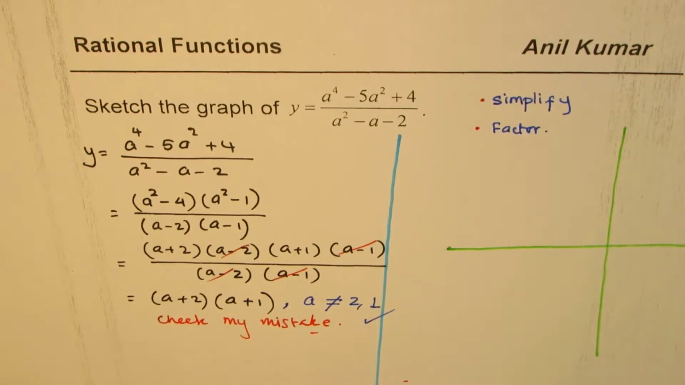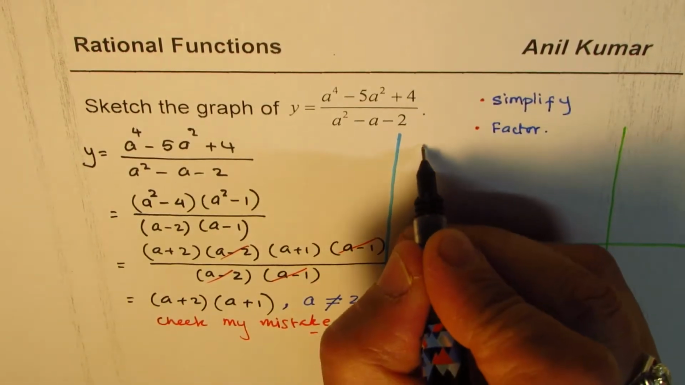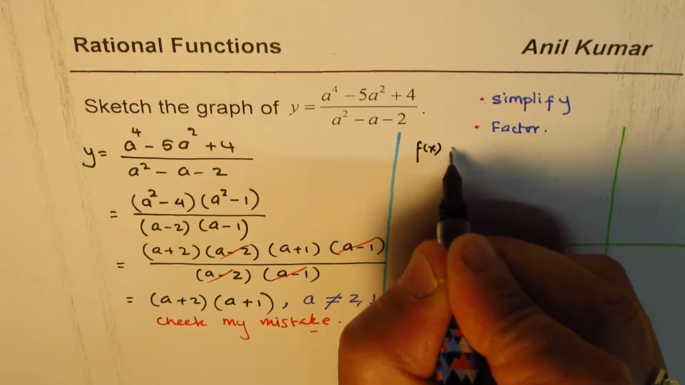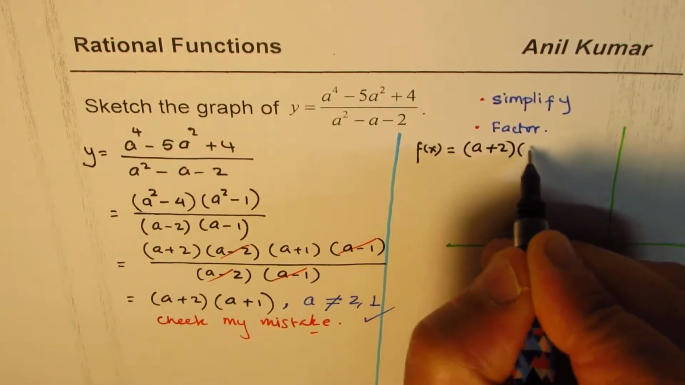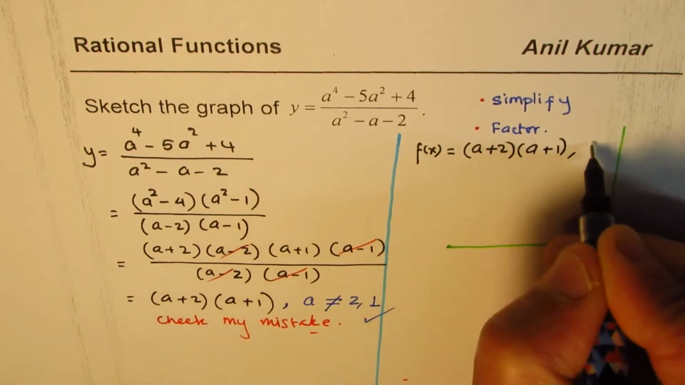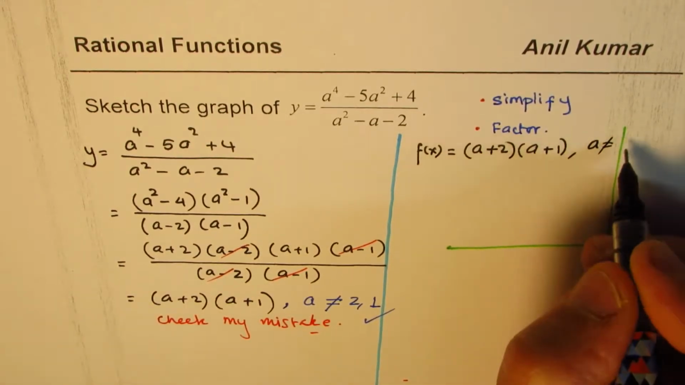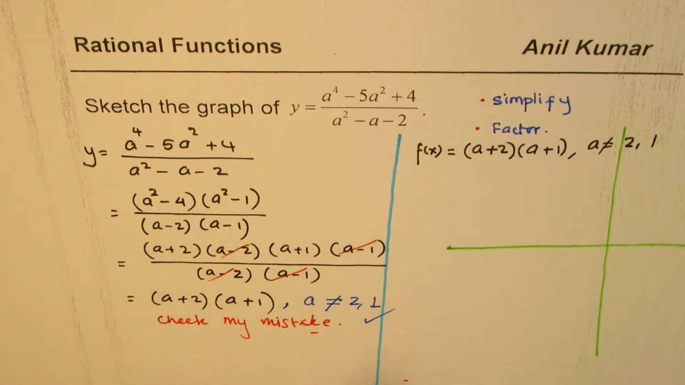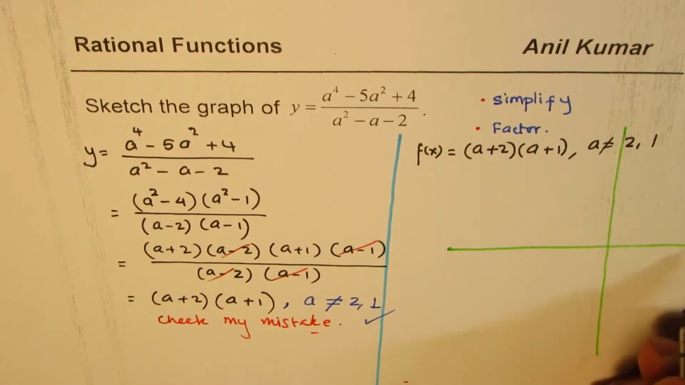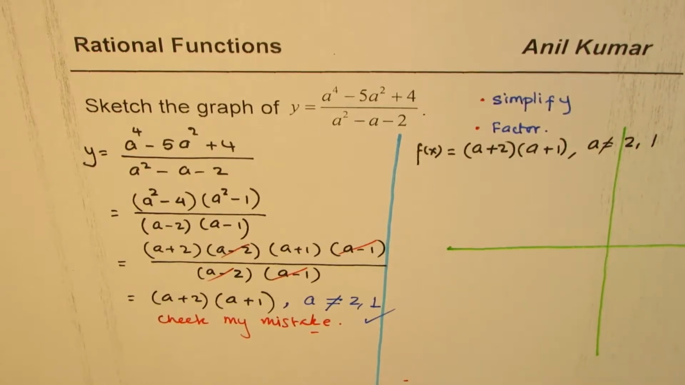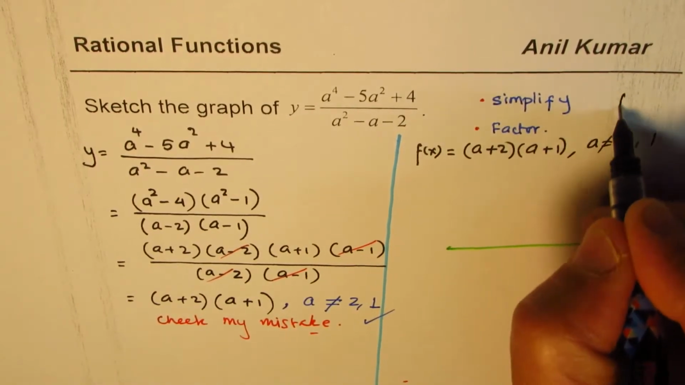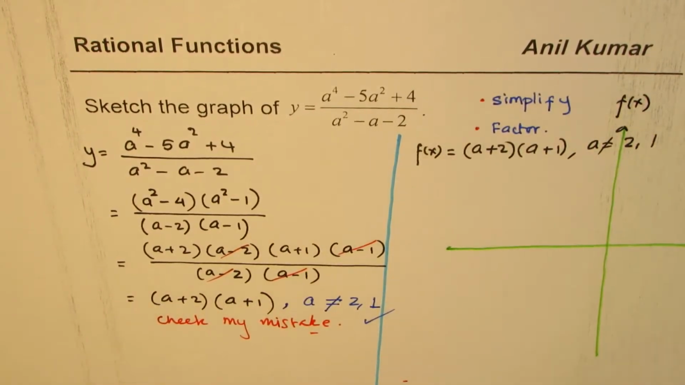Okay, so we're trying to sketch a function. Let me write this function as f of a equals a plus 2 times a plus 1, where a is not equal to 2 and 1, right? That is what we're trying to sketch. So when a is our parameter, we'll use a on the horizontal axis, and here we'll write f. Do you see that? Okay.